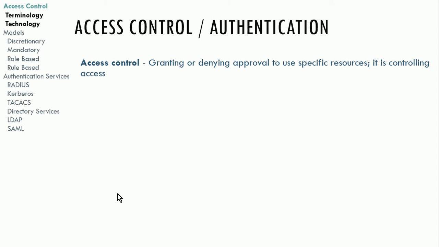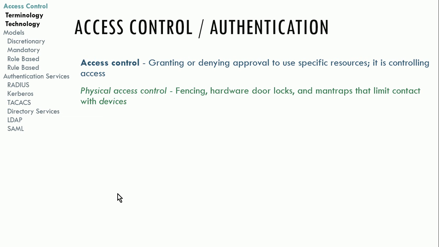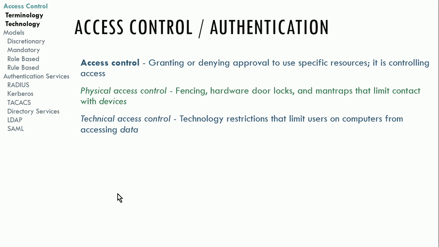So access control, authentication. Access control is granting or denying approval to use specific resources, that is, controlling access. So once someone is authenticated, access control is making the decision as to whether or not they should be able to access a certain resource. There's physical access control, which we talked about in physical, but here in this unit we talk about technical access control, which are technology restrictions that limit users on computers from accessing data. So where the physical access control was to the physical plant or to the physical location and so forth, through certain doors and so forth and so on, now we're talking about access control within software or to access specific data.